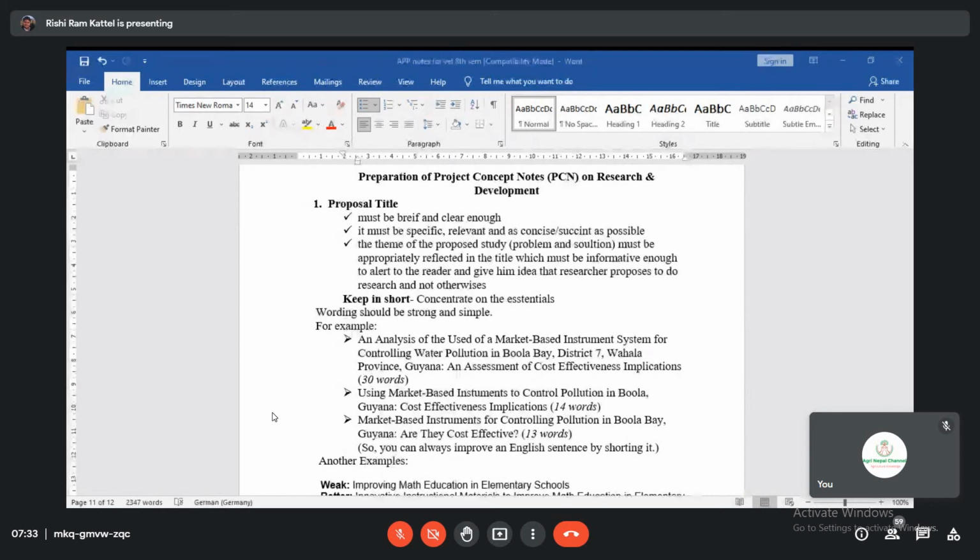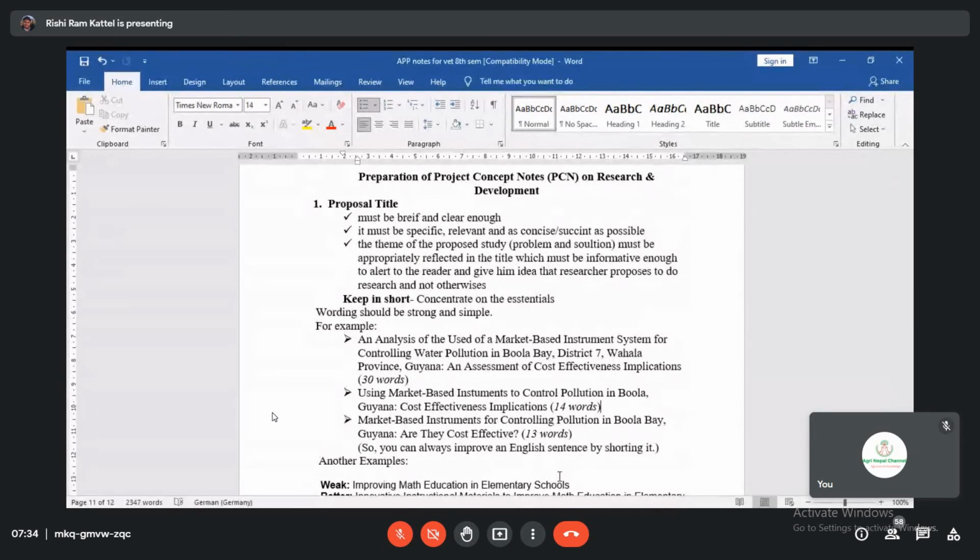If you see here, I'm just struggling. You have to realize, the first is: an analysis of the use of market-based instrument system for controlling water pollution in Bola Bay, District 7, Wala Province, Ghana, and assessment of cost-effective implication. Whenever you see market-based instrument, cost-effective, control pollution, these are the key words. Then you have to filter and synthesize these titles as: using market-based instruments to control pollution in Bola Bay, Ghana, cost-effective implication. This is 14 words. It is better than the previous one.